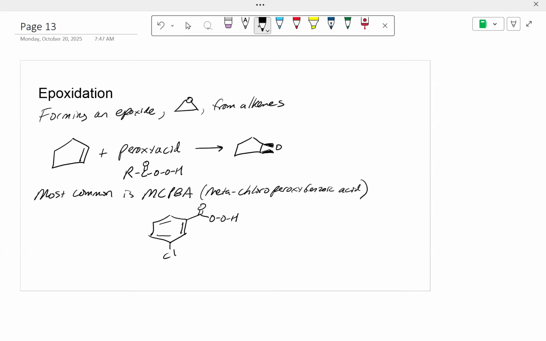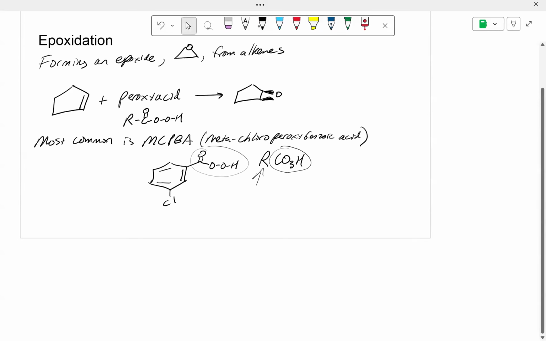Sometimes you might see this functional group abbreviated like this, R, and then CO3H. So CO3H is our shorthand for peroxy acid. And a lot of times you'll see me use R as just a generic chain of carbons. But this is the most commonly used one simply because it's really cheap, it's pretty stable, and it's a solid, so it's easy to weigh out and measure.